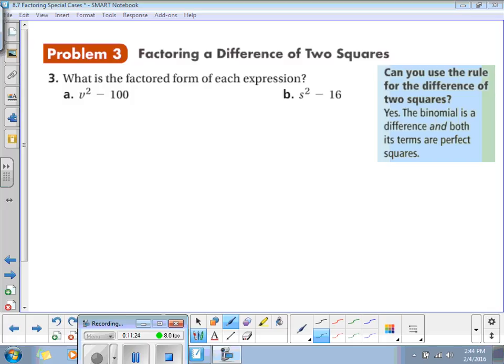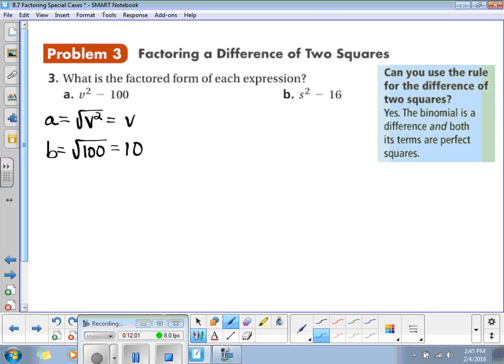All right. So we can see b squared and 100. We know those are perfect squares, right? So these are a difference of two perfect squares. So to find out what one of them is, you're going to take the square root of it. So for A, the square root of v squared is equal to v. Okay? For B, the square root of 100 is 10. So this A and this B is what's going to be in our two binomials.